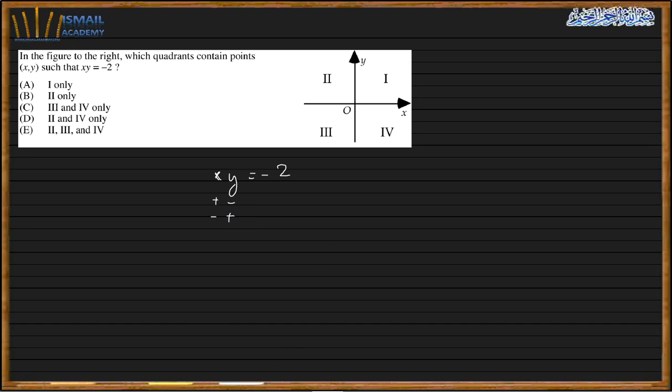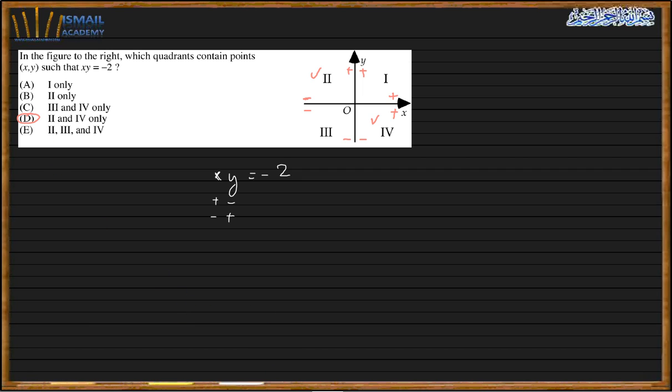We know that in the first quadrant both coordinates are positive, in the second x is negative and y is positive, in the third both are negative, and in the fourth x is positive and y is negative. So in the second and fourth quadrants the product of the coordinates is negative. Those are the two quadrants where the point (x, y) may be, so 2 and 4. D is my choice.